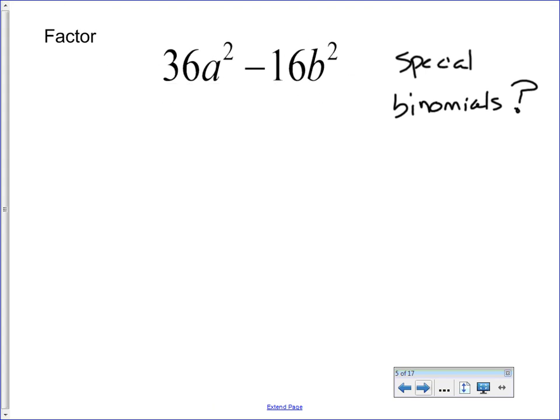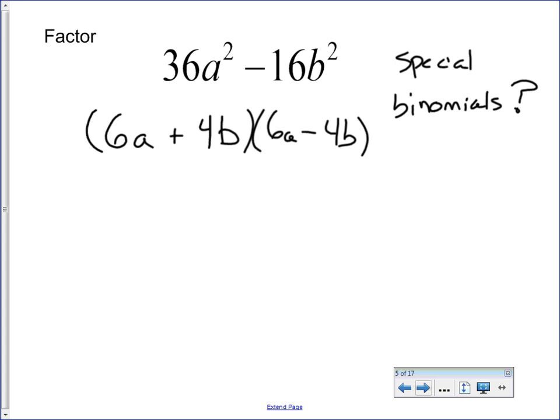So the square root of 36 is 6. The square root of a squared is a. The square root of 16 is 4. And the square root of b squared is b. And we're just going to write it out in the 2 pieces like that. By making sure that one of the terms has a plus in the middle and one of the terms has a minus in the middle, when we FOIL, the outside and the inside terms will cancel out, and we'll just be left with the 2 ends, which is the difference of the squares.